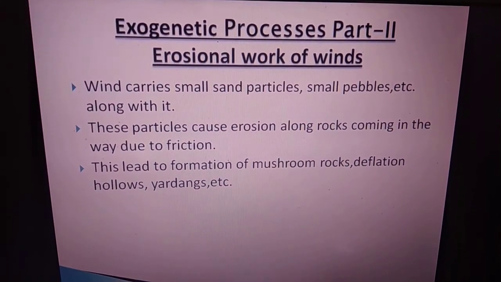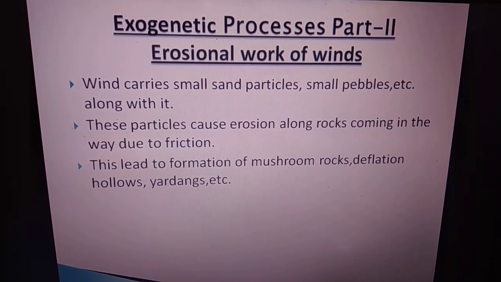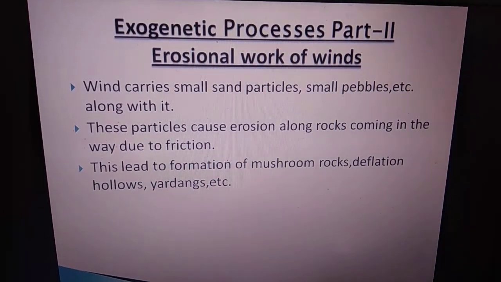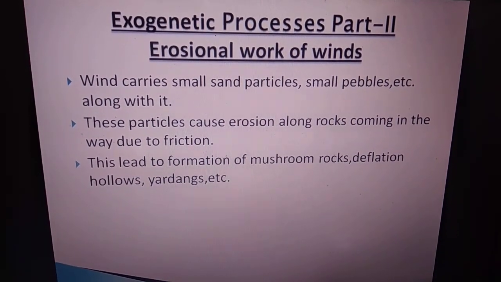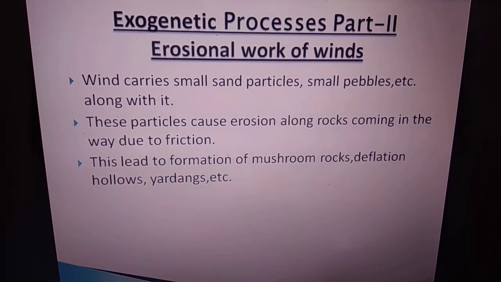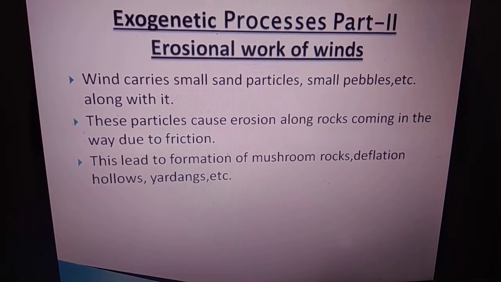As we already discussed in this slide, wind carries small sand particles, small pebbles, etc. along with it. These particles cause erosion along the rock coming in the way due to friction. This leads to the formation of mushroom rock, deflation hollows, etc. As we see in this diagram, the first one is the mushroom rock, the second one is the sand dune, and the third one is the ripple marks.